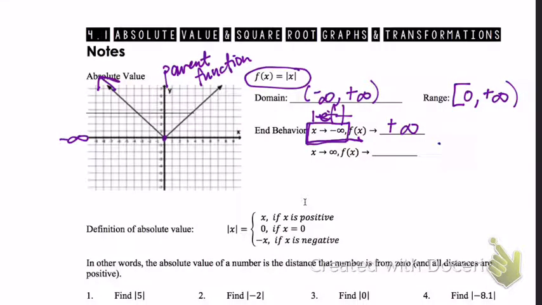So it's just saying as x goes to the left, what is y doing? Y is going up, and so up would be positive infinity. If something was going down, it would be negative infinity. Then for the end behavior on the right, as x is approaching positive infinity, my y is also going up. So y is going to positive infinity. And these f of x's represent y. What is my y doing?